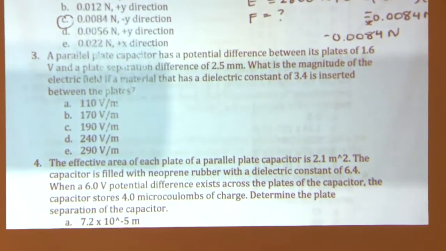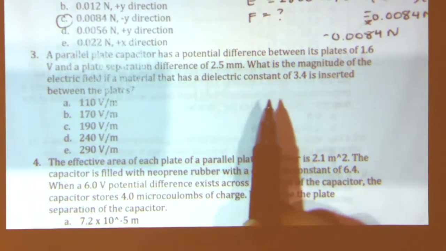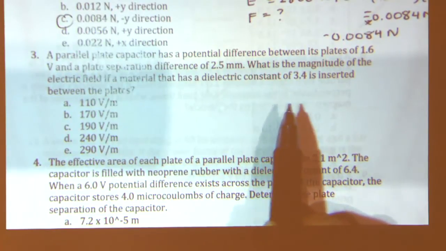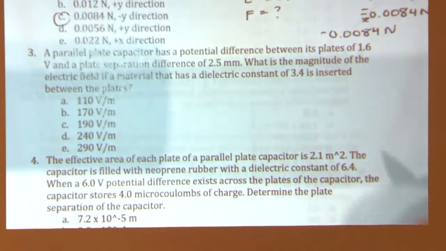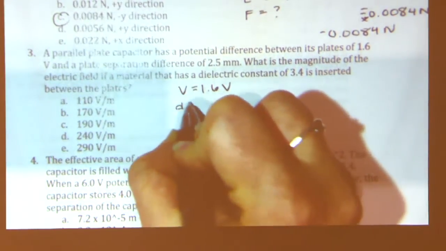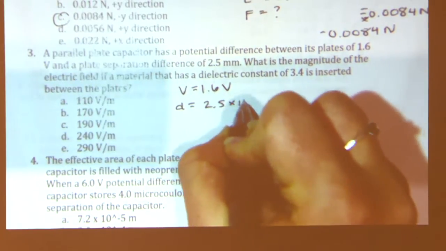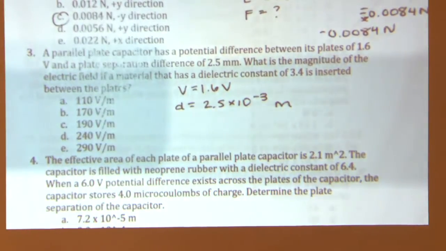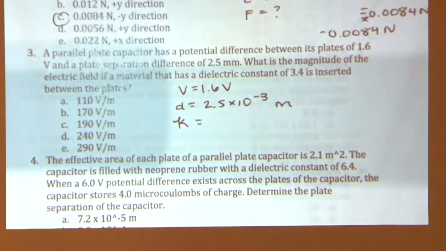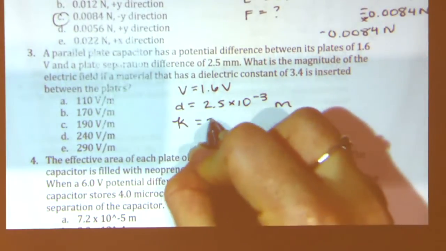So number 3, a parallel plate capacitor has a potential difference between its plates of 1.6 volts and a plate separation difference of 2.5 millimeters. What is the magnitude of the electric field if a material that has a dielectric constant of 3.4 is inserted between the plates? So we know we have V is equal to 1.6 volts. Our distance is 2.5 times 10 to the negative 3. We want everything in meters. And our dielectric constant, it's kind of a cursive K a little bit, that is 3.4.